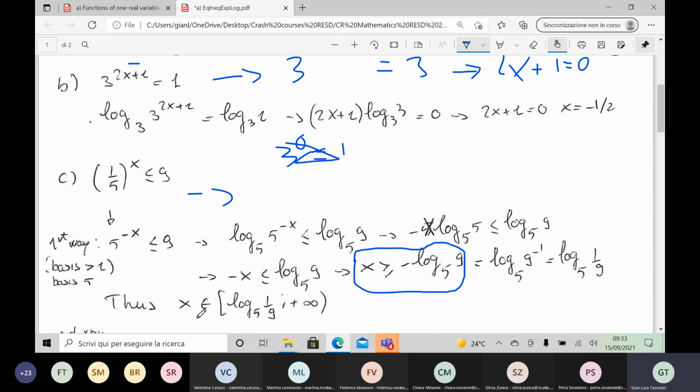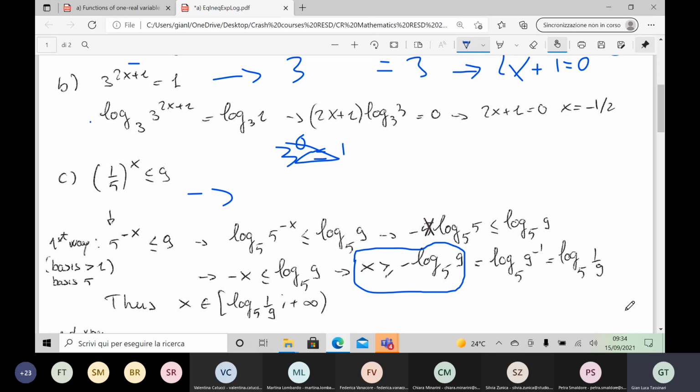I wrote the solution is x belonging to the closed interval with the extreme logarithm with basis 5 of 1 over 9. I repeat, you can write here this number, or the logarithm written in this way, or in this way, or even as -2 logarithm with basis 5 of 3. There are several ways to write the same thing. Plus infinity, and then here you have to use instead this parenthesis. Remember, here you use a regular square bracket because this value satisfies the inequality. Why? Because we have the sign of equality also here.